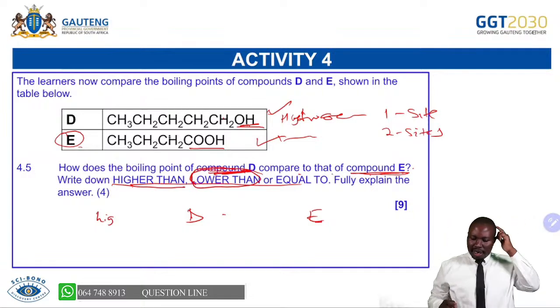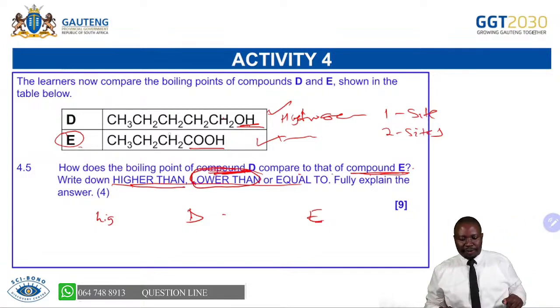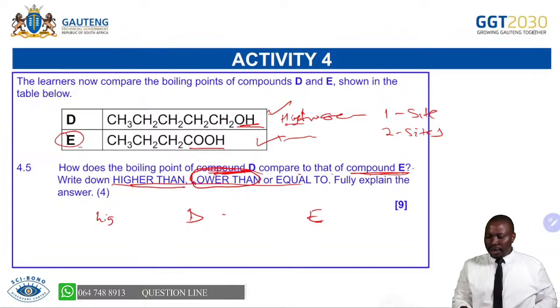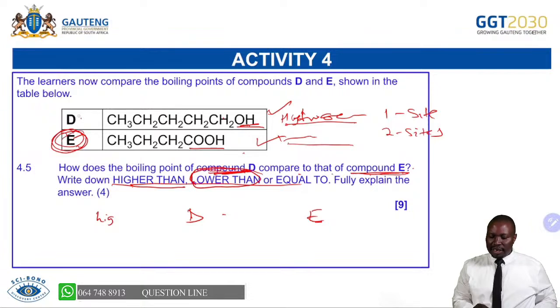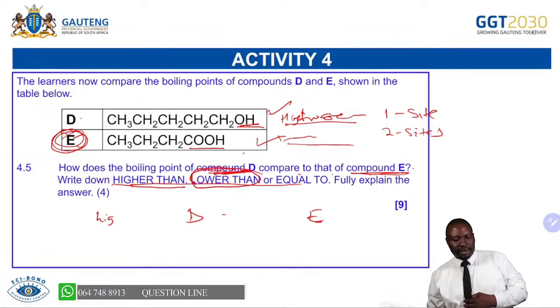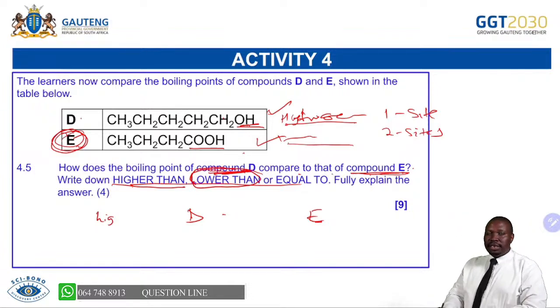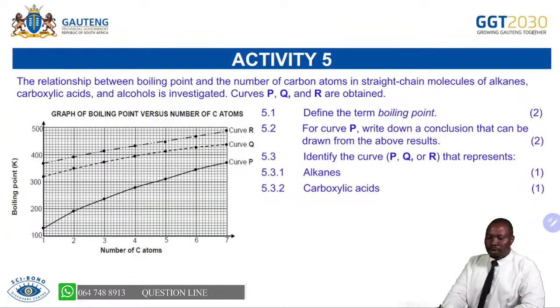I think you got it. And fully explain. You're going to say this one has one side of hydrogen bond, this one has two sides of hydrogen bonds. You're going to indicate that more energy will be required to overcome forces in E than in D. More energy will be required for E than in D because the strength is higher, or stronger, in E than in D. So you are able to respond that.